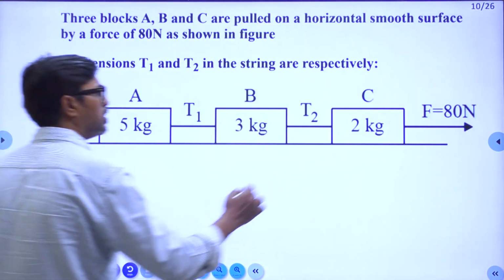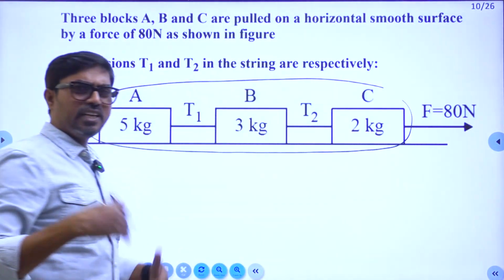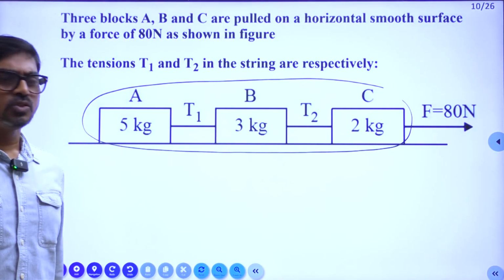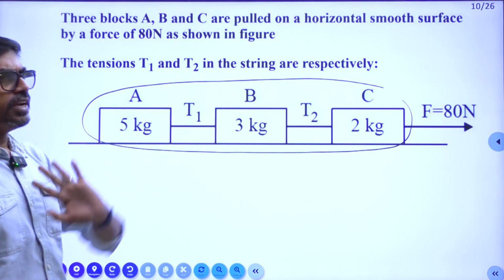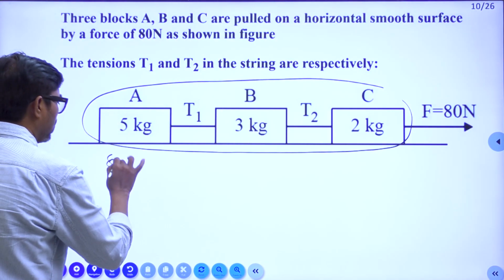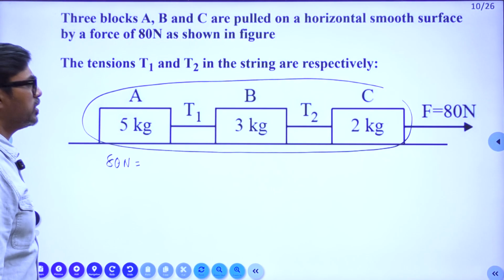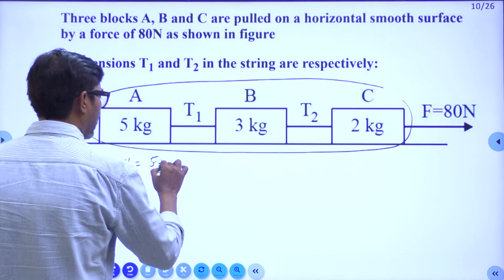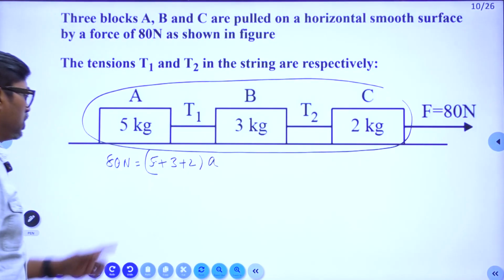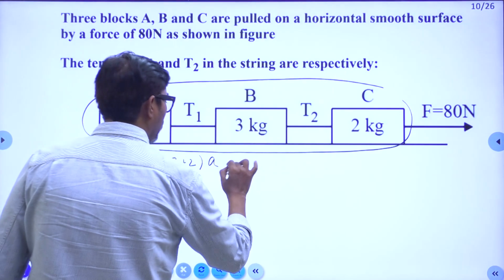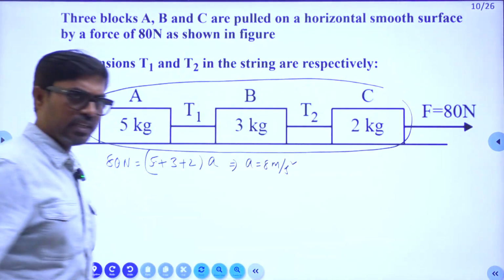So what we will do, we will take a bigger free body diagram first. Always remember, the bigger the FBD is, the easier it is because you will avoid a lot of internal forces. So the only external force horizontally is 80 Newton. That 80 Newton should produce acceleration for everything. They are all connected, common acceleration: 5 plus 3 plus 2 times acceleration. So that is 10, which means A equals 8. You will get 8 meter per second square as the acceleration.